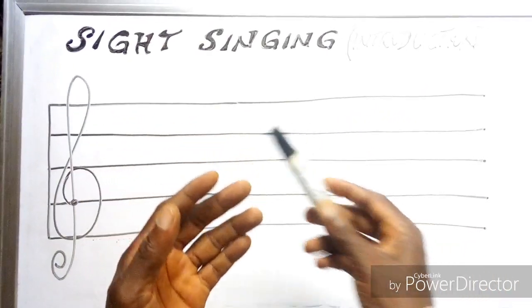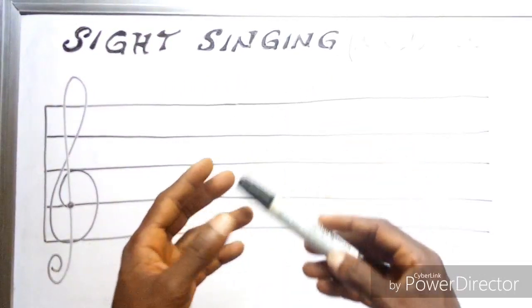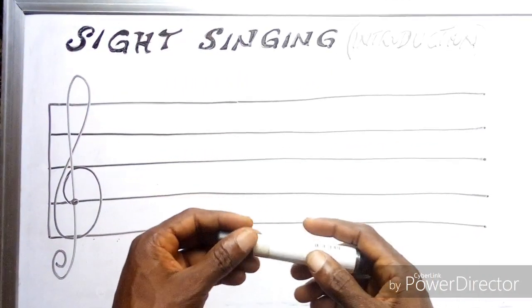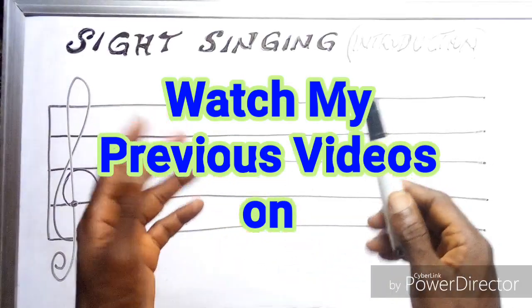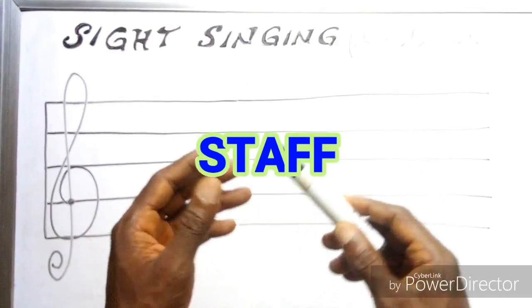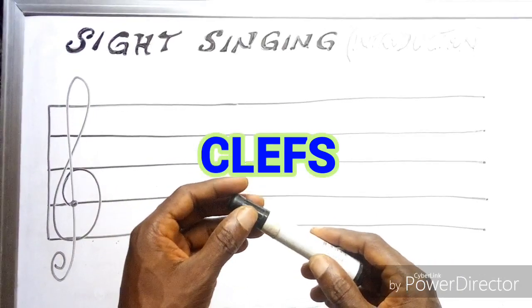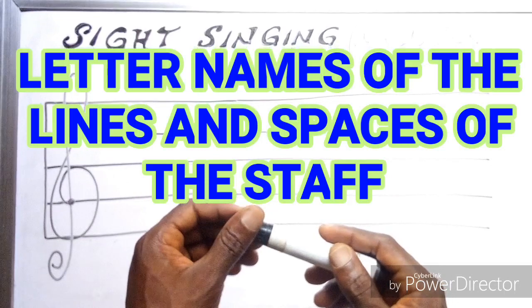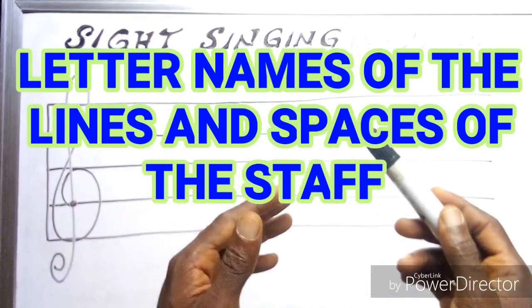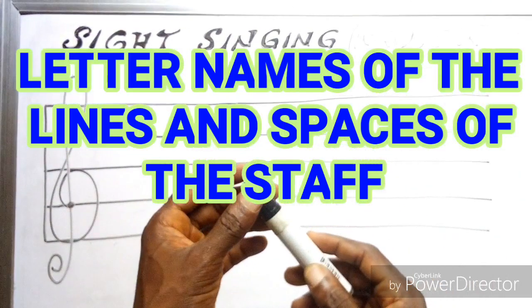Today our focus is on sight singing, the introductory part of it. Now, for you to understand this class, you should know what a staff is, what clefs are. You should know the letter names of the lines and spaces of the staff, both the treble staff, the bass staff, and of course the grand staff.